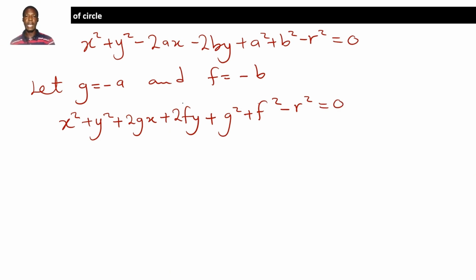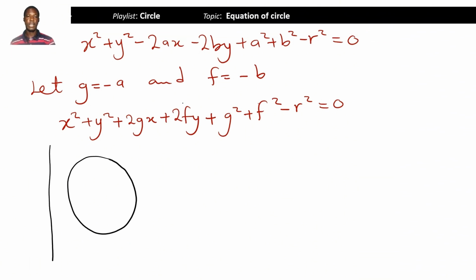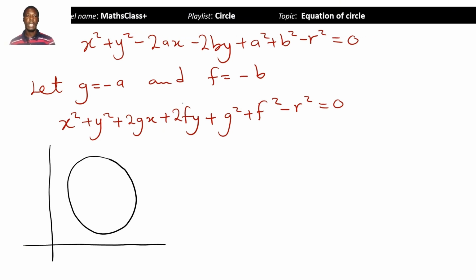Okay, now there is another thing we should look at. If we take a circle, so let's say this is the Cartesian plane. A circle is made up of points which are given in the values of x, y. So if you have a point here, its value will be given as x, y.